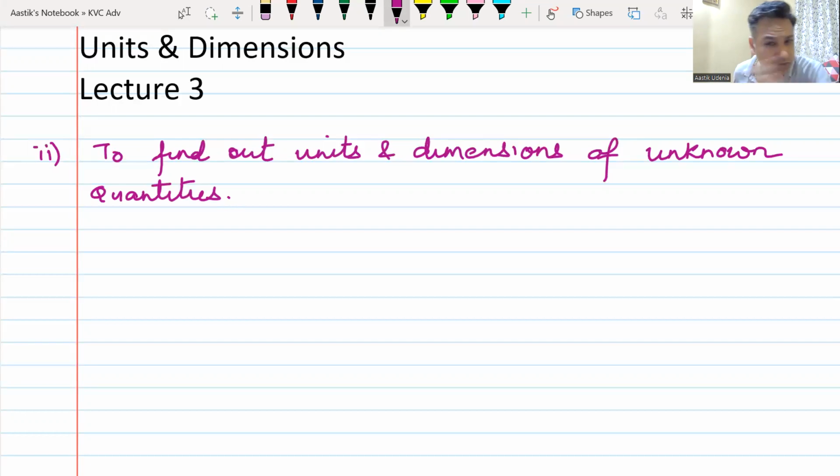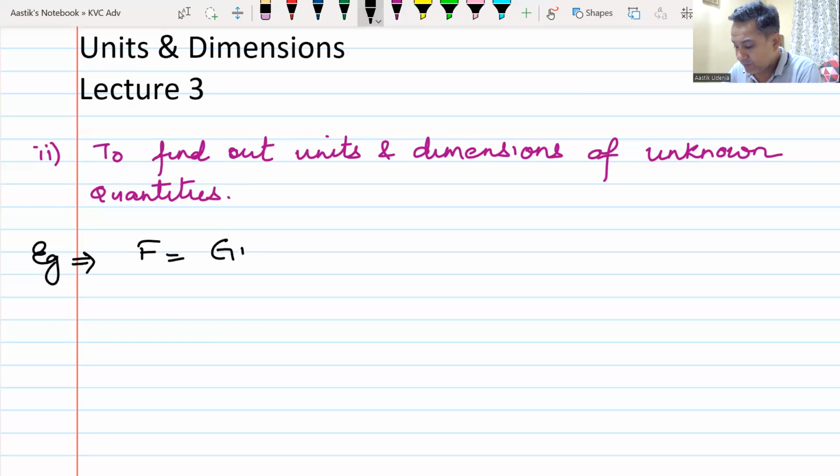Remember, here we are not talking about the value. Using dimension analysis we cannot find the value of that quantity, but we can definitely find the unit and dimension of a given physical quantity. And the best example for this, which I always give, is you must have seen this equation. Force is G m1 m2 by r square.